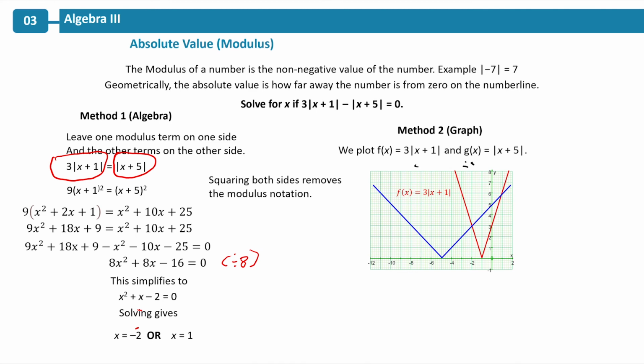From here, we find the points of intersection on our graph. So we can see that our points of intersection are here and here. Reading the value of both gives us minus 2 on the x-axis and 3 on the y, and 1 on the x-axis and 6 on the y. Therefore, our values of x are minus 2 and 1.